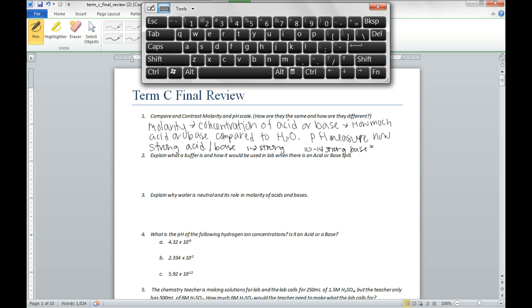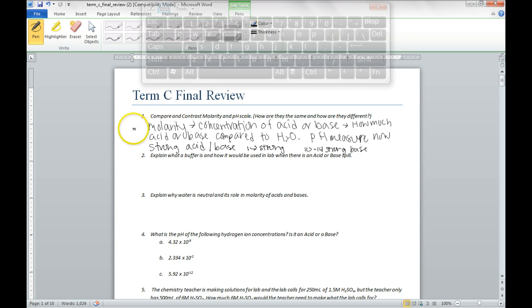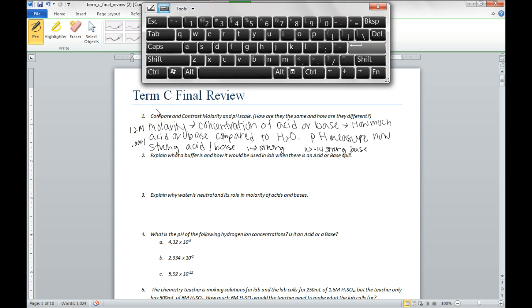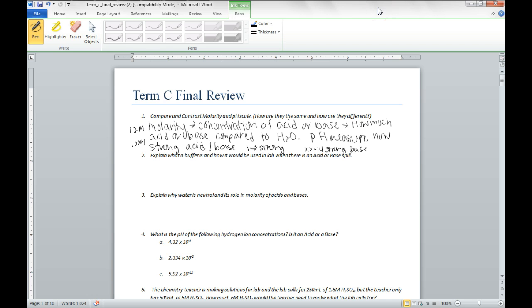And with molarity, when we talk about concentrations, 12 molar is going to be the strongest acid or base, and 0.0001 would be the least strong acid or base. They're both going to measure acids and bases, but the pH scale is going to measure the concentration of H plus ions, and molarity is how much water to acid or base there is.